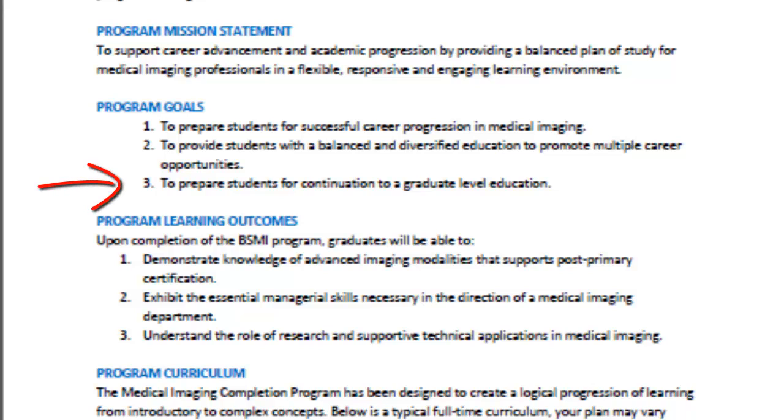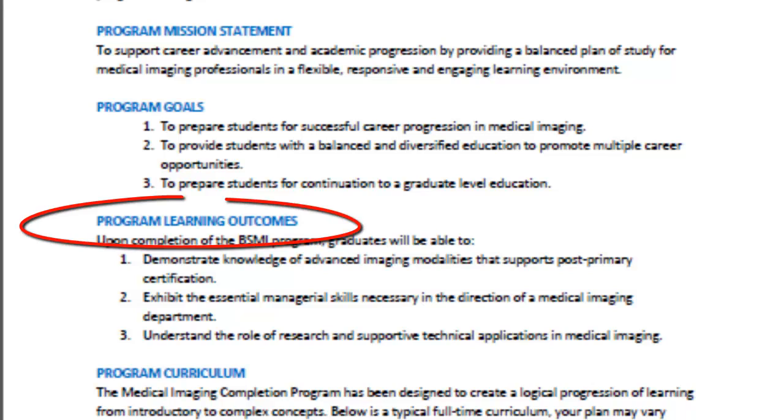And then number 3 is to prepare students for continuation to a graduate level education. Some of you will go on for getting your master's degree, and we want to be able to at least provide that foundation. That's a basic function of most bachelor programs as well. So those are the mission statement, the goals, and then we have this thing called program learning outcomes.